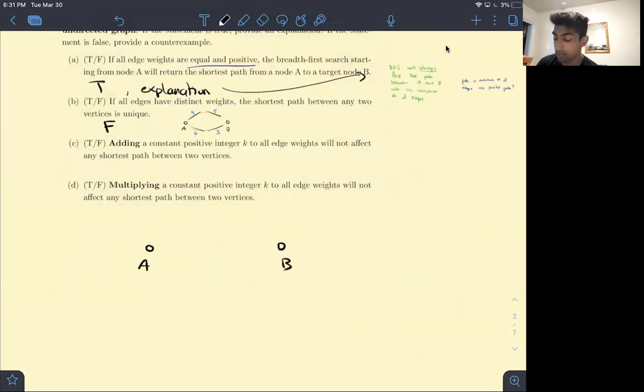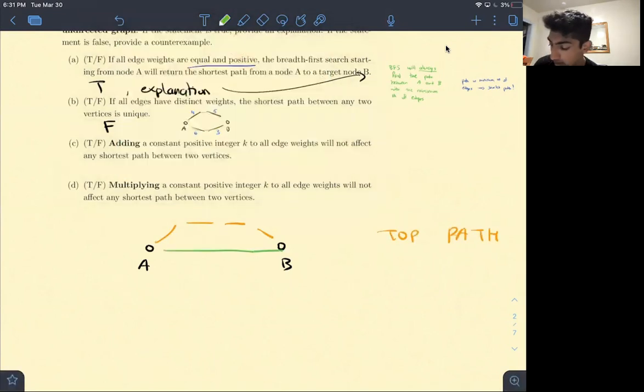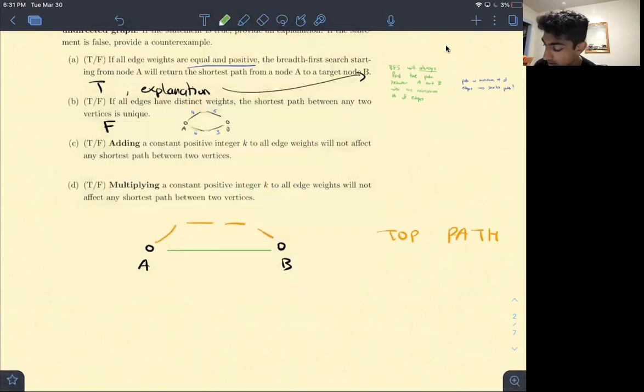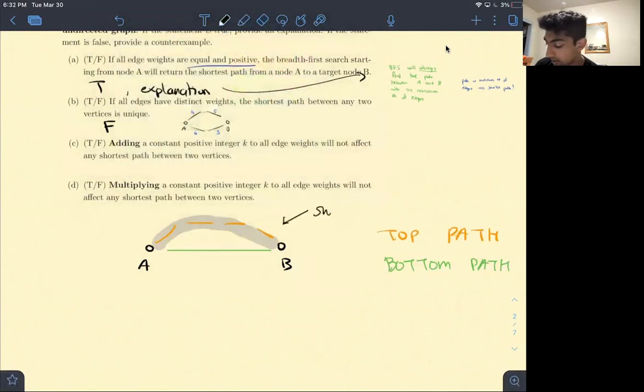Let's say we have some graph between A and B, and let's say it's composed of a top path, and it also has a bottom path. Let's just say the bottom path only has one edge. So we have a top and bottom path. And let's say that this top path is the shortest path.